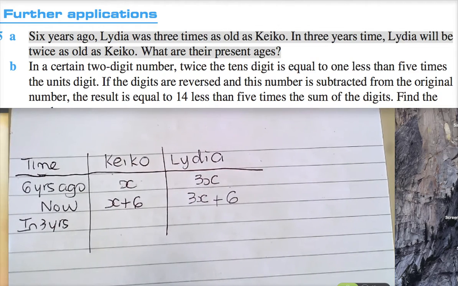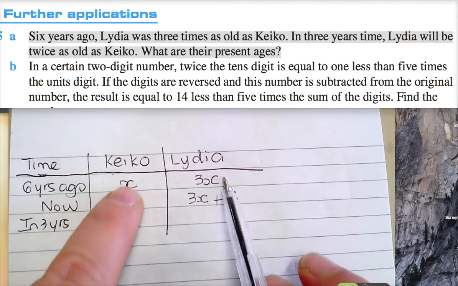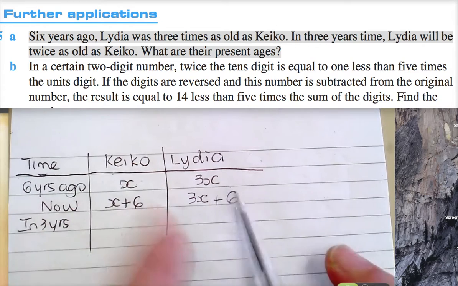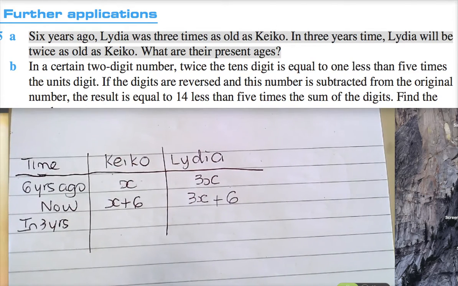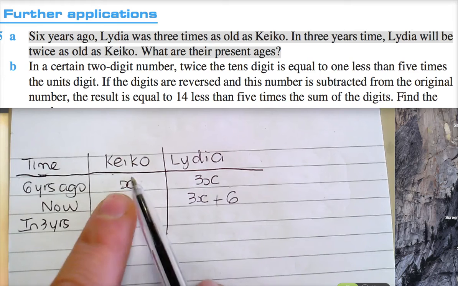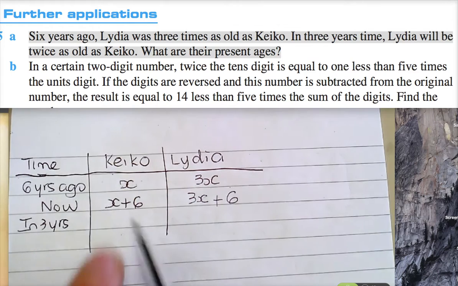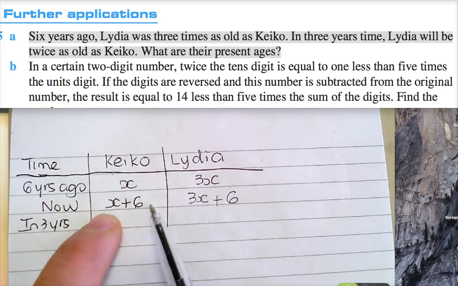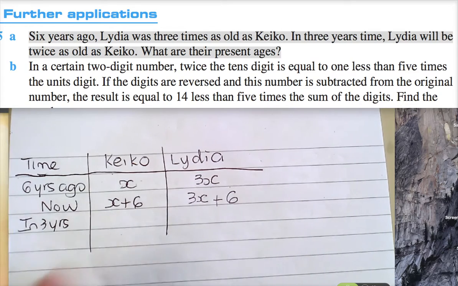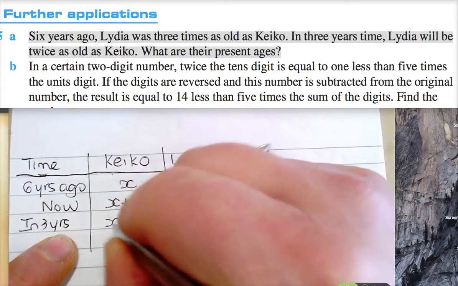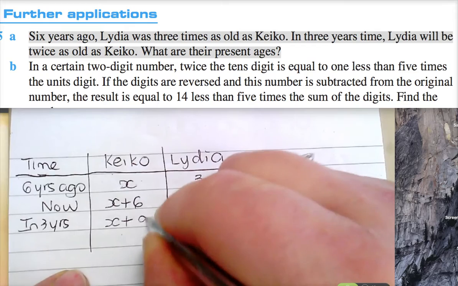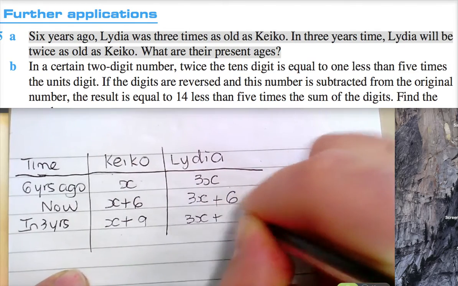Okay? And in 3 years' time, just keep going with this table. You don't use the last bit, Lydia will be twice as old as Kiko yet. So with this table, once you've set one set of values, you then go plus 6 or minus whatever you need to do. So 6 years ago, Kiko was X, Lydia's 3X. Now Kiko's X plus 6, Lydia's 3X plus 6. In 3 more years, Kiko will be X plus what? And Lydia will be 3X plus 9.